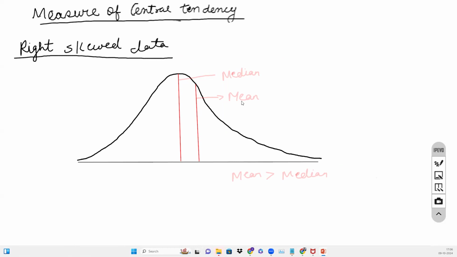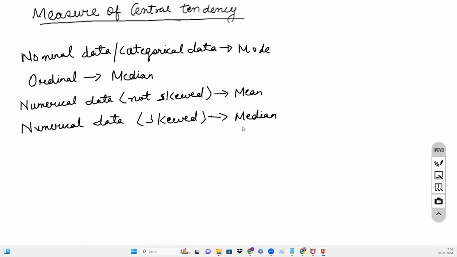In a similar way, in this situation also, please use the median as a measurement of summarization, because the mean is affected by the skewness of the data, which is caused by the extreme values, or we can also say outliers.